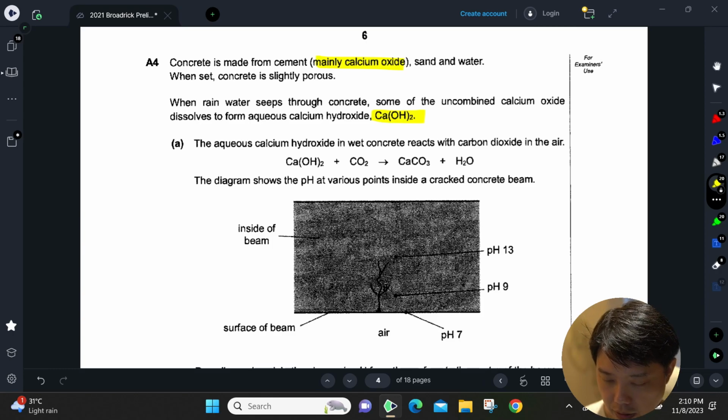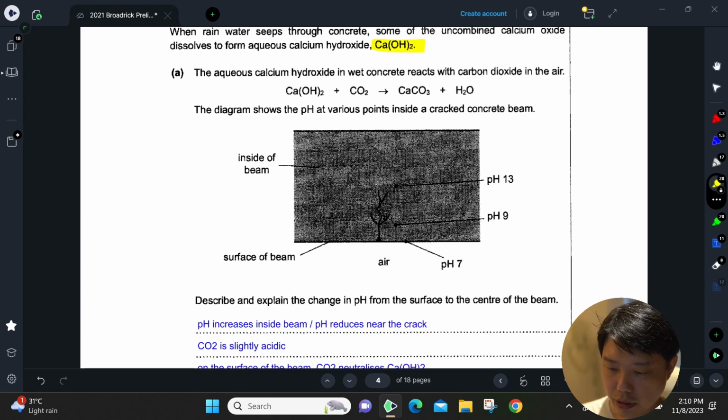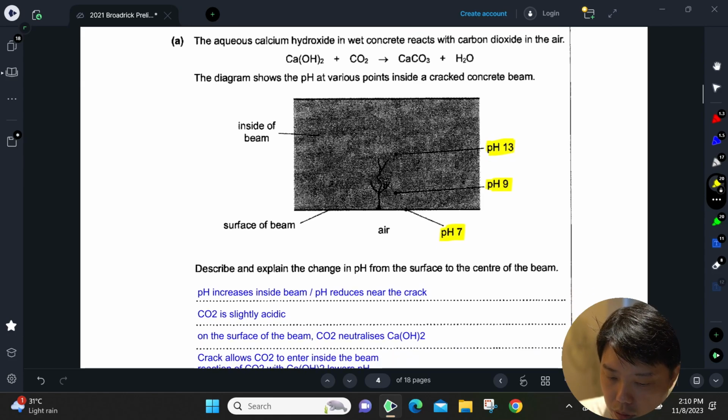H+. Okay, so you have a cracked concrete beam, which is basically your calcium oxide. As you can see, the further into the crack you go, the higher the pH. The further out you go, your pH decreases to almost neutral, as on the surface. So describe and explain the change in pH from the surface to the center of the beam.